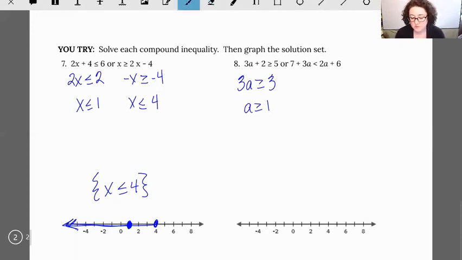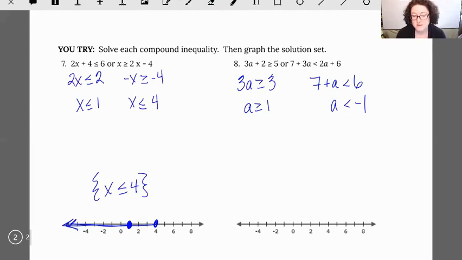Then 7 plus 3a is less than 2a plus 6. I'm going to subtract 2a from both sides, which will give me 7 plus a less than 6. Subtract 7 from both sides. Again, do not change your sign unless you're multiplying or dividing by a negative. So we get a is less than negative 1.